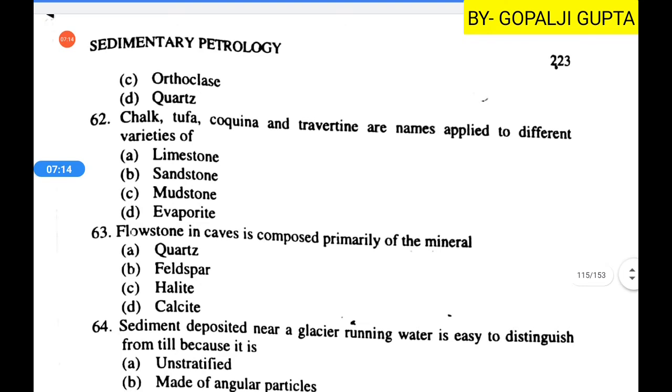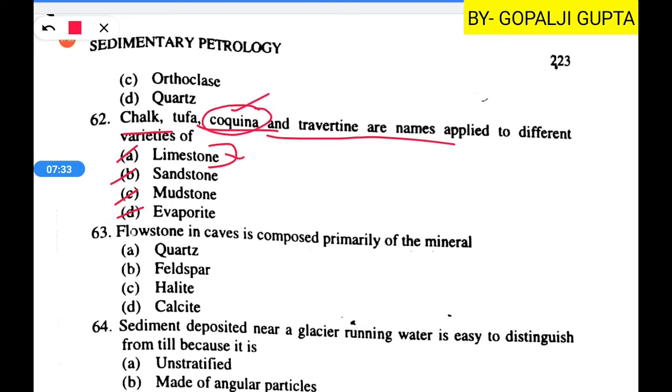Then question 62 is, chalk, tufa, coquina and travertine are names applied to the different varieties of which rock: limestone, sandstone, mudstone or evaporite. So these are the varieties of limestone, and more specifically coquina. It is the limestone which is highly fossiliferous. If you are getting very many fossils in any limestone, simply you can call it coquina.